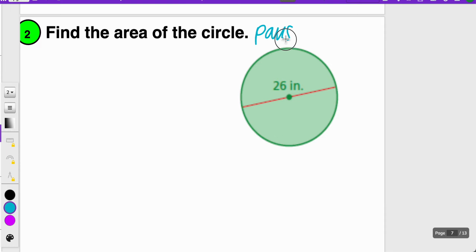Okay? So you can try this one if you want to. Pause the video. Notice though I've given you diameter. You need to find radius, so make sure you cut this in half.